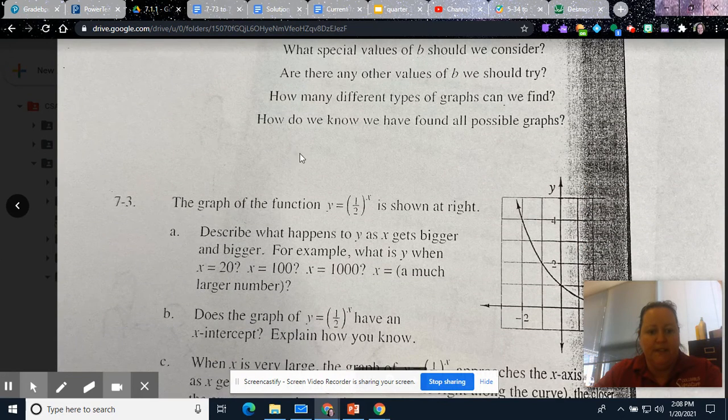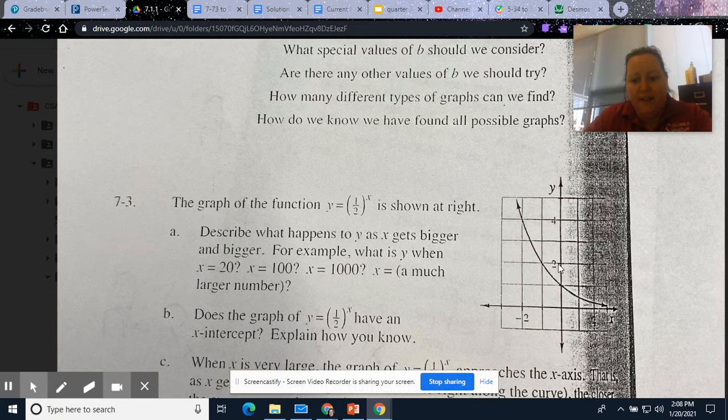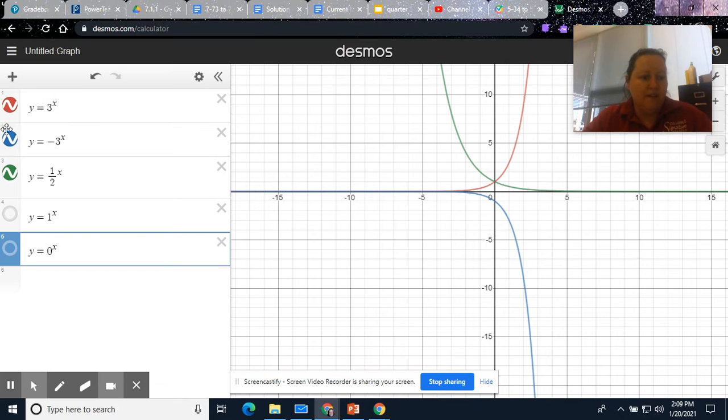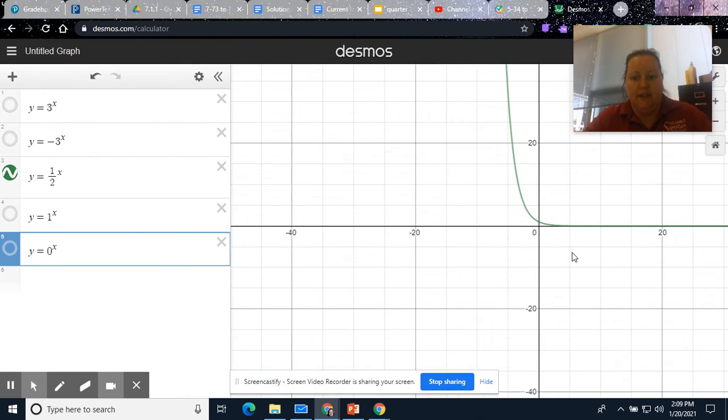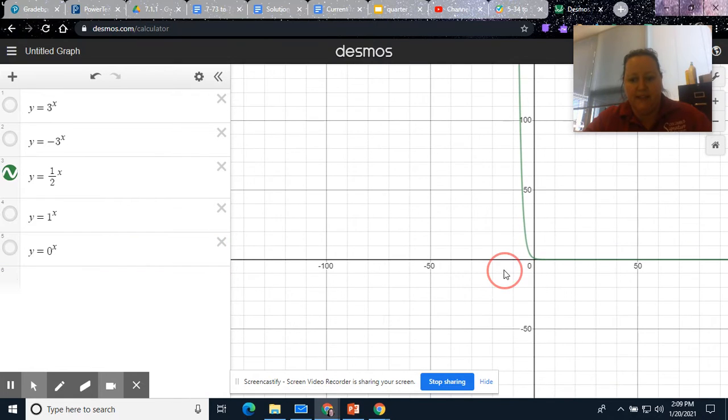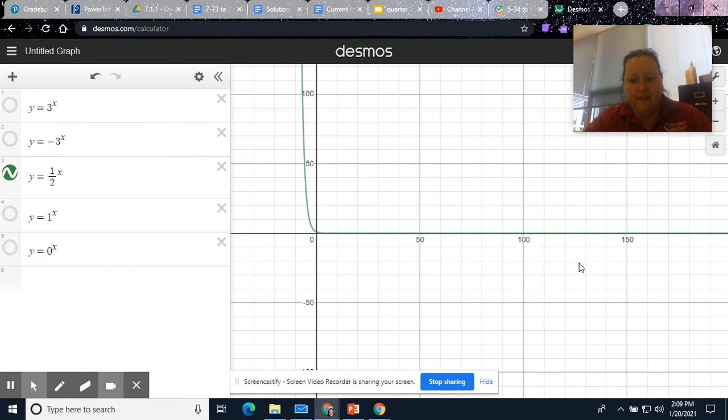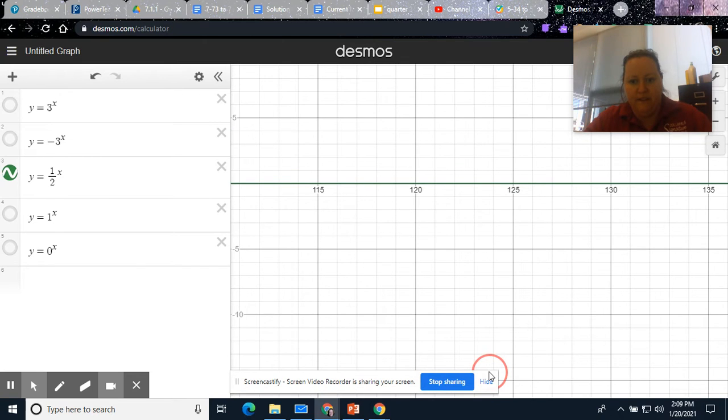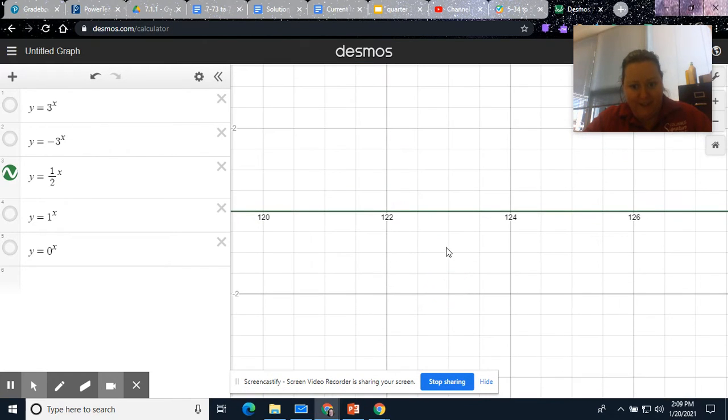Then down here at the bottom, it says the graph of the function 1/2 to the x is shown to the right. Describe what happens to y as x gets bigger and bigger. So if we are looking at this graph, using your imagination here, if x is like 20 or 100 or 1,000, you're going to notice that this is going to go really, really close to 0, but it's never going to cross the x-axis. You can't even tell, but if I start zooming in, I'm going to have to zoom really far in for this not to look like it's at 0.